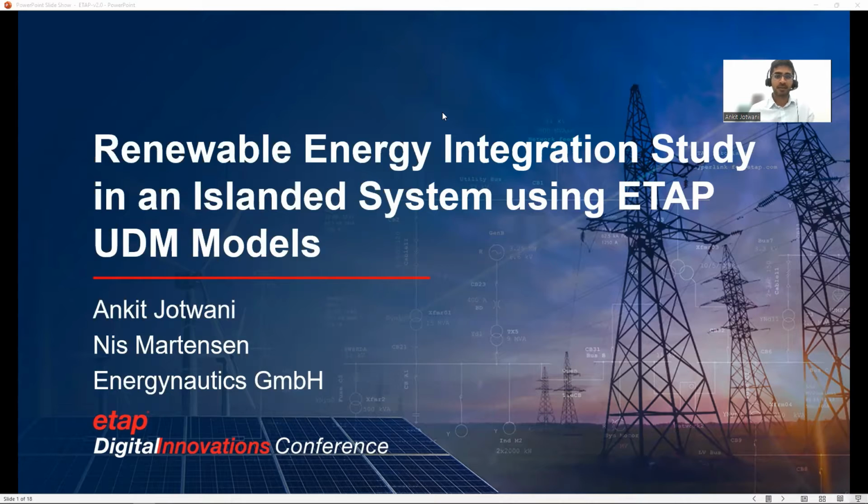The work that I will be presenting today is a renewable energy grid integration study that we carried out for an islanded system using ETAP User-Defined Dynamic Models.